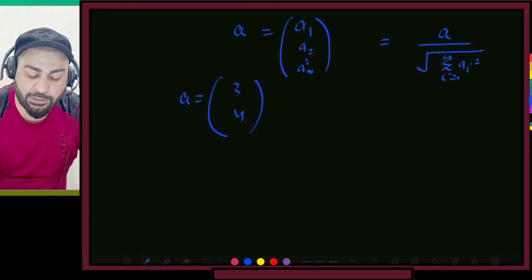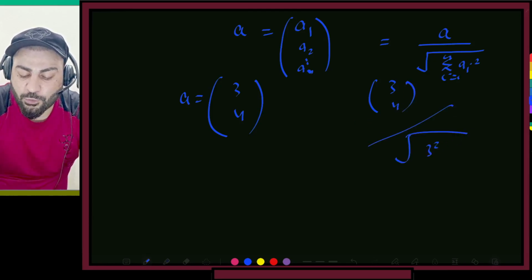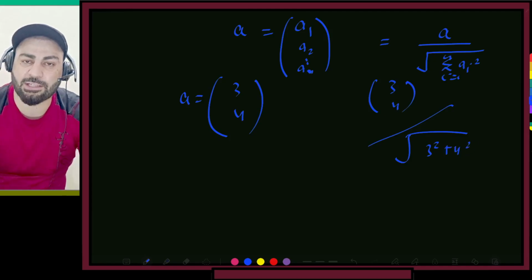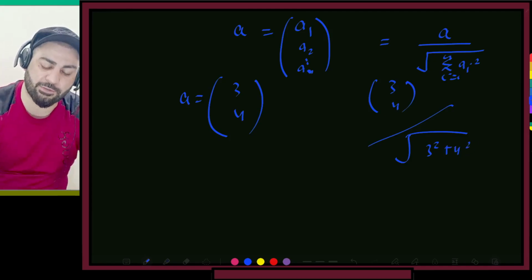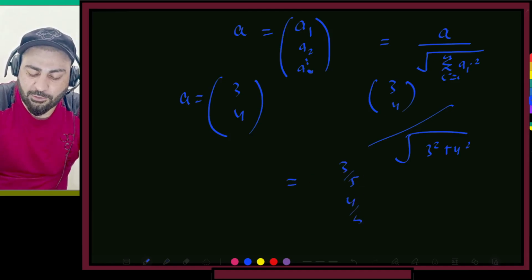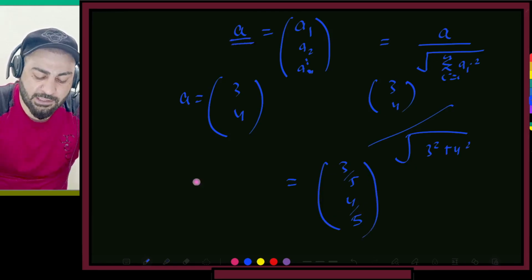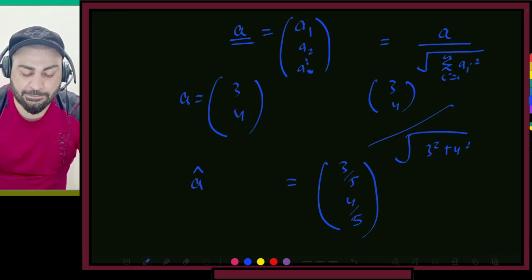If I have to make a unit vector, I'll take this vector (3, 4) and divide it by the square root of 3 squared plus 4 squared. 3 squared is 9, 4 squared is 16, 16 plus 9 is 25, and the root of 25 is 5. So this is (3/5, 4/5). This vector is my unit vector now. The unit vector of a is written like this, a hat.